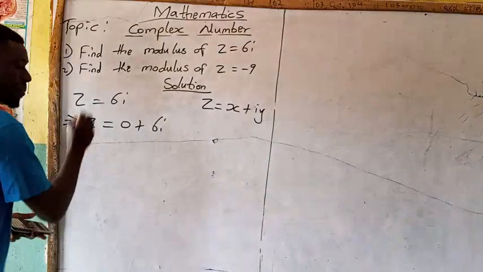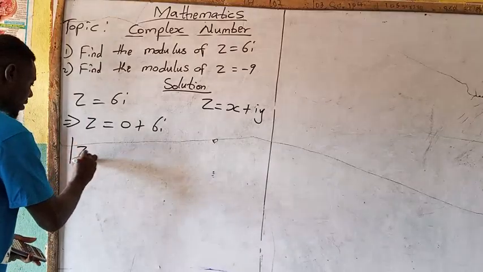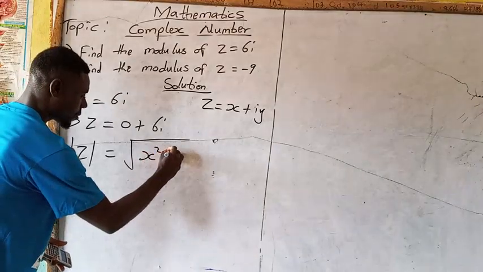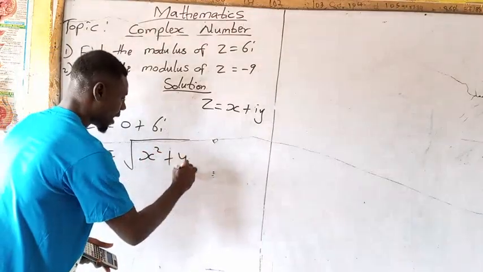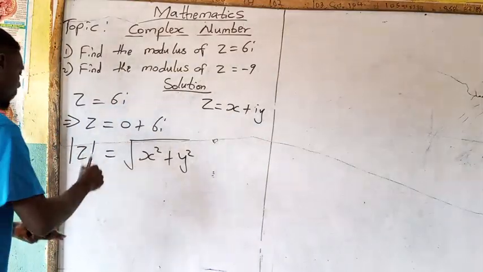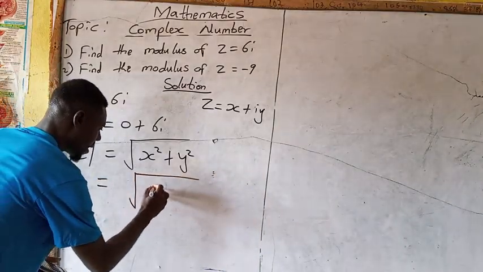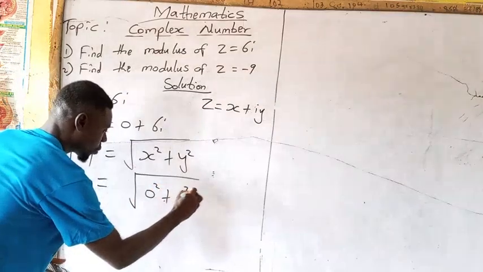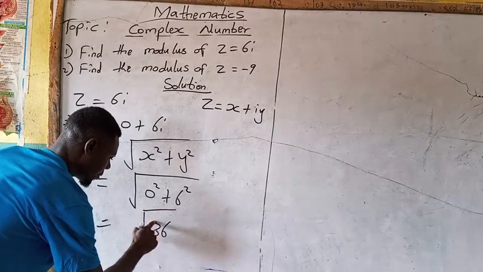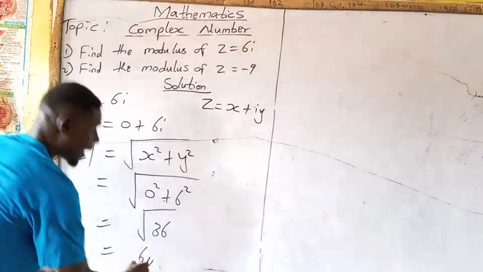So remember the formula for finding the modulus: it equals the square root of x squared plus y squared. Let us substitute. Remember, this is x and this is y. So we have 0 squared plus 6 squared, which gives us 36, and the square root gives us 6 as our final answer.